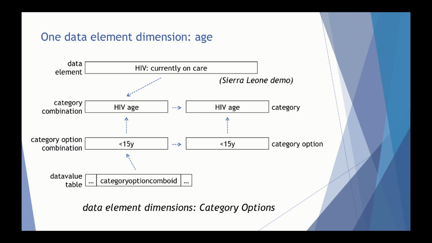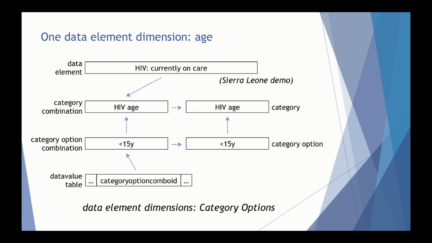We still have a category combination that has a single category. And a category option combination that in fact is a combination of only one category option, so it's not much of a combination that way, but it keeps all the database structures the same, whether you have more than one category that you're disaggregating on, or if you only have a single category. It all fits the same model. So we create a category combination of HIV age with only one category belonging to it, etc. And the data value table then will point to the category option combination of less than 15 years.